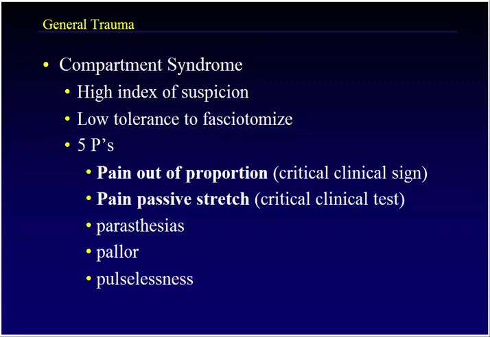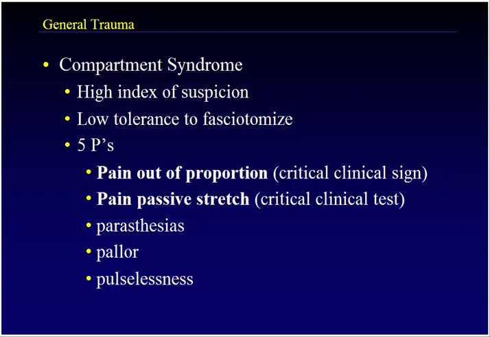And just remember that if you have an obtunded patient, a patient with severe closed head injury, a patient that's intubated in your ICU, or a patient that's intoxicated or under the effects of drugs when they come in, you cannot rely on these things. So you even have to have a higher index of suspicion in those patients, and you really want to closely monitor those patients and err on the side of performing fasciotomies if it's necessary.